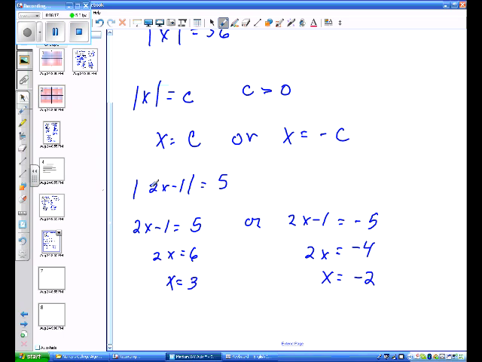If we check them, 2 times 3 is 6. 6 minus 1 is 5. Absolute value of 5 is 5. 2 times negative 2 is negative 4. Minus 1 is negative 5. The absolute value is 5. So it checks out.